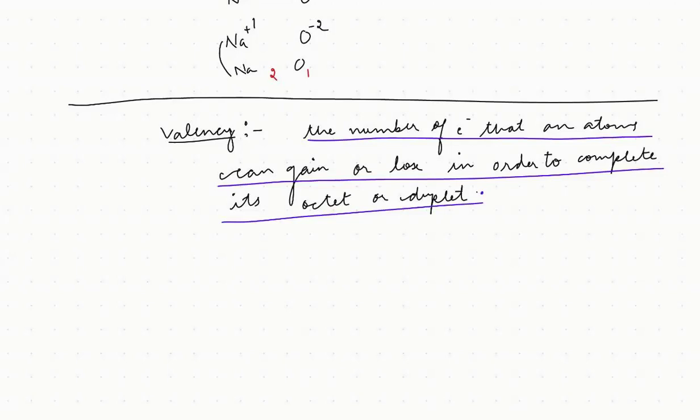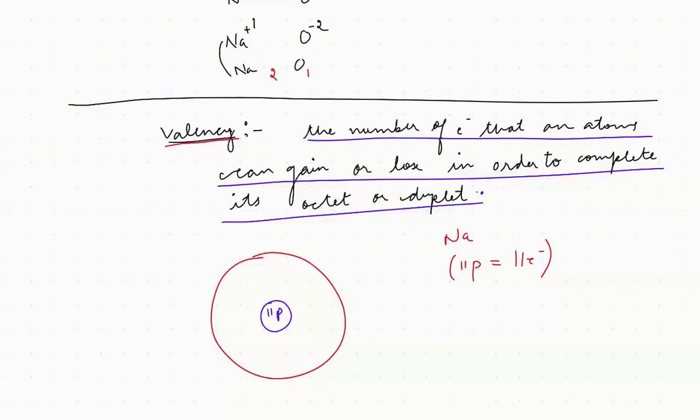Now, what do you exactly mean by valency? Let's suppose I'm talking about sodium. Sodium's atomic number is 11. That means it would have 11 protons and also 11 electrons. In the nucleus, we have 11 protons, and we would have two electrons here, 8 electrons here, and an electron here.